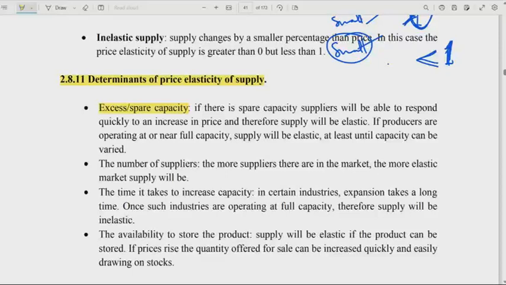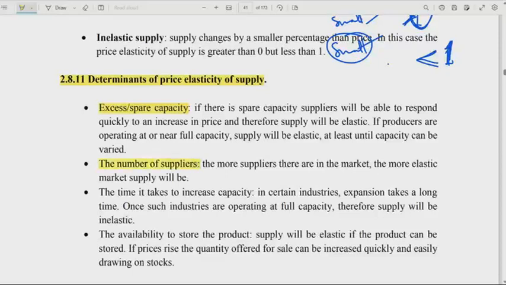So the question is, do the suppliers have spare capacity? If they have spare capacity, then it will be elastic, right? That means a change in price will cause a greater change in the supply. But if people are operating near full capacity, it means they do not have spare capacity. It means that they cannot supply more. That's basically it. So the first thing is: do suppliers have spare capacity?